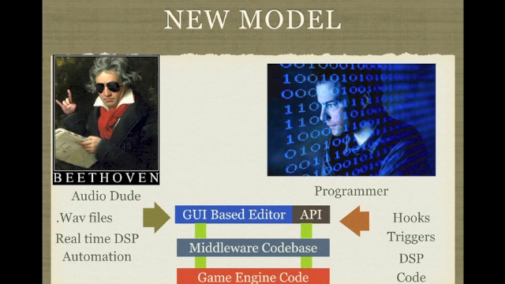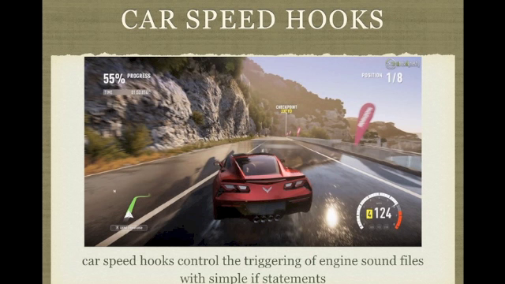Things like volume attenuation, depending on the distance from a sound source or certain game states, could be defined graphically by some form of automation curve. An audio designer and programmer would agree upon certain parameters called hooks that are used to trigger specific sound files in the code. A hook could be something like car speed, which the game engine will keep track of in miles per hour or kilometers per hour.